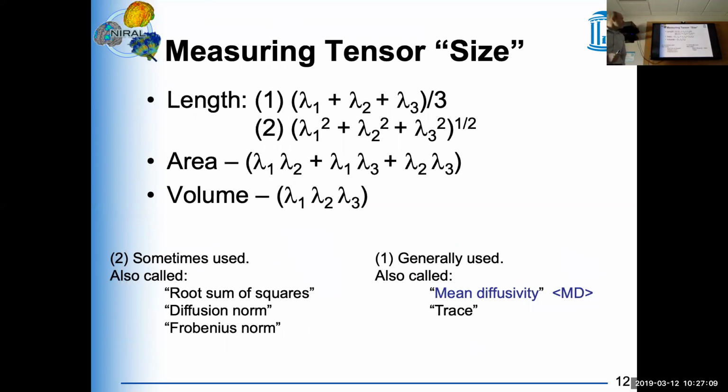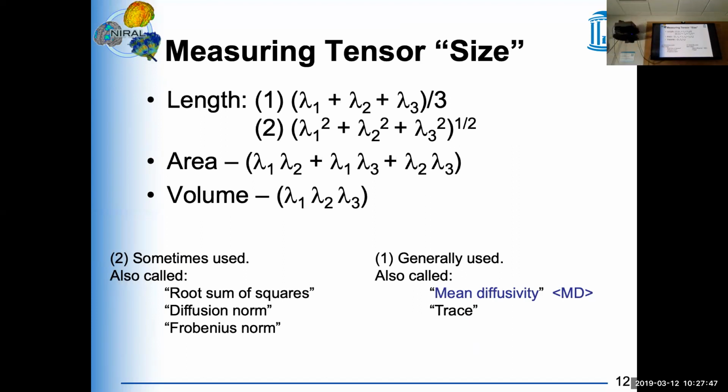For measuring the tensor size, there's not just one way to do it. Of course, multiple things have been proposed. And as is usual, whoever comes first gets to claim the field, and that's usually the one that survives. So you could look at the average length of the diffusion, if you take lambda 1, 2, 3 and divide by 3, or you could look at the area or the volume. What is actually used is the mean diffusivity, which is this number 1.